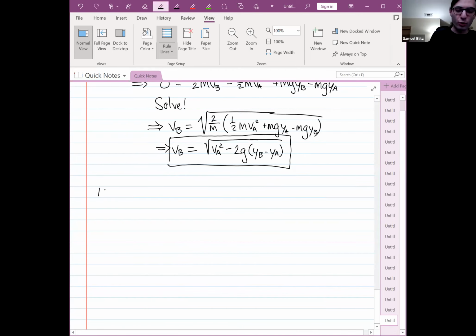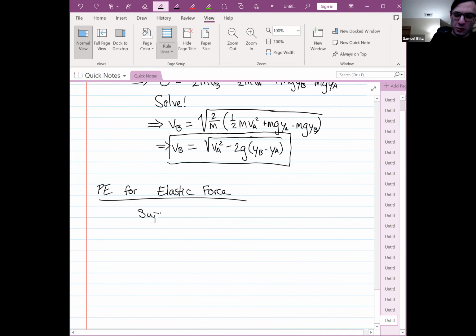We're going to talk about real quick the potential energy for the elastic force. The point is, just like gravity, the elastic force is conservative. So we should be able to write down the potential energy for the elastic force. Let's suppose that we have a mass on a spring. In that case, we know what the force is from the spring. The elastic force is minus k times x minus x naught.